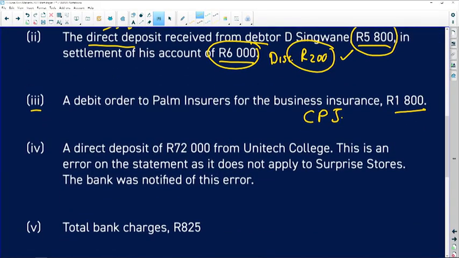A direct deposit of 72,000 from Unitech College. This is an error on the bank statement as it does not apply to Surprise Stores. The bank was notified of this error. Right, so grade 12s, let's quickly understand this particular information. So for some reason on our bank statement, there is a deposit of 72,000 and it's from Unitech College and we have no idea where this money is coming from.